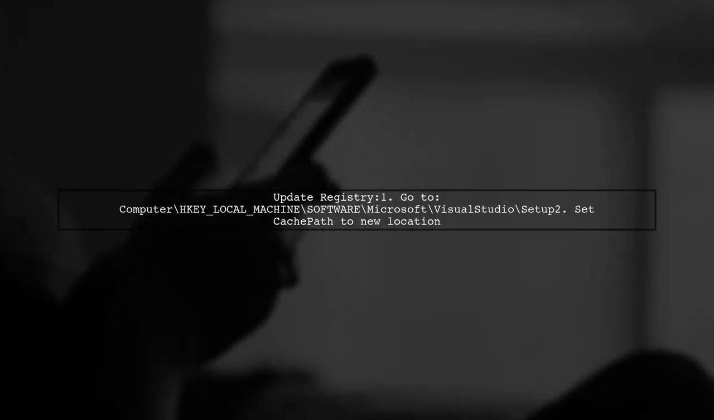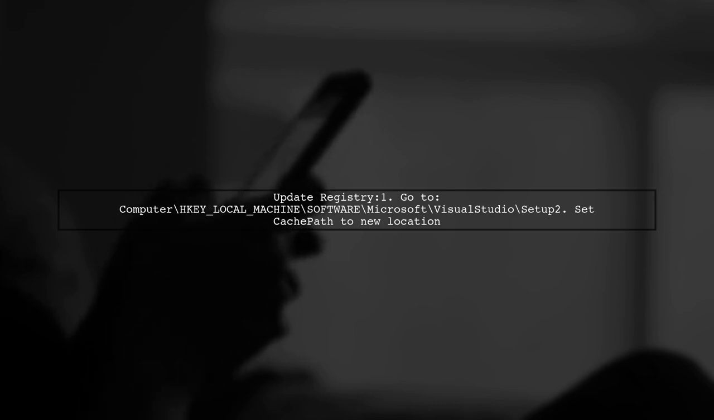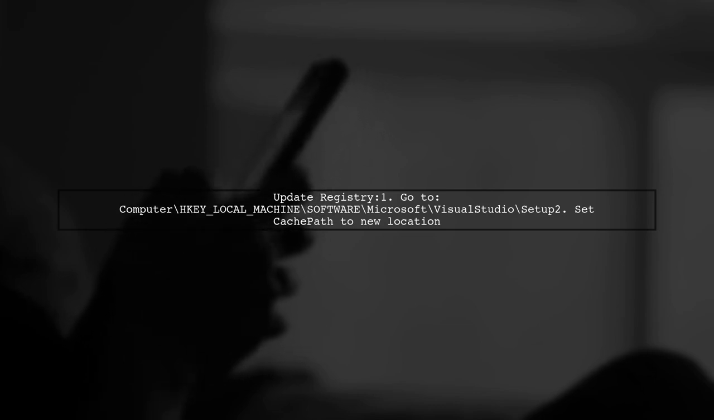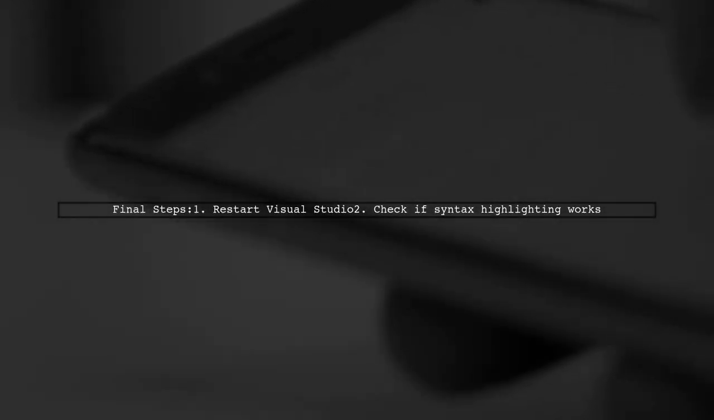After relocating the cache, you'll need to update the registry. Navigate to the Visual Studio setup path and change the cache path to your new location. Following these steps should resolve the syntax highlighting issue. Good luck.